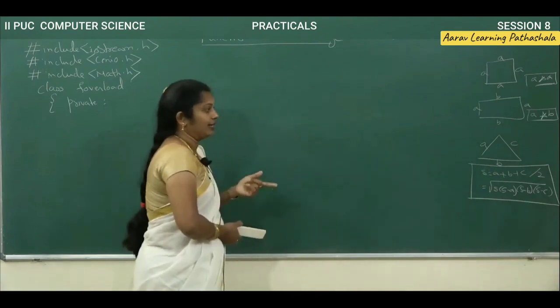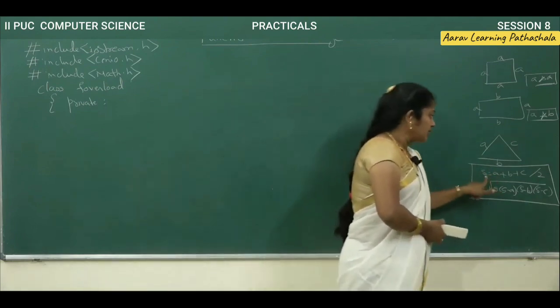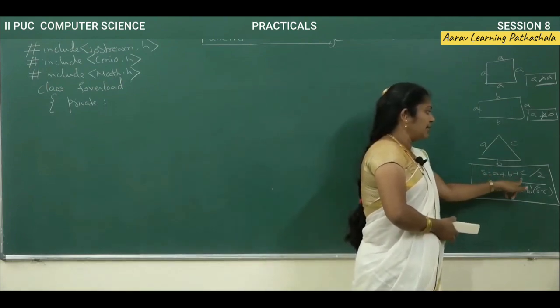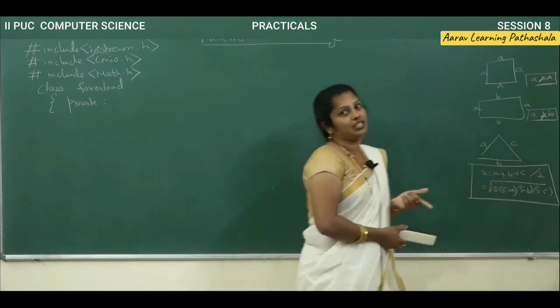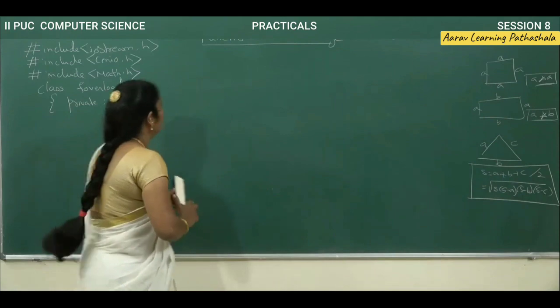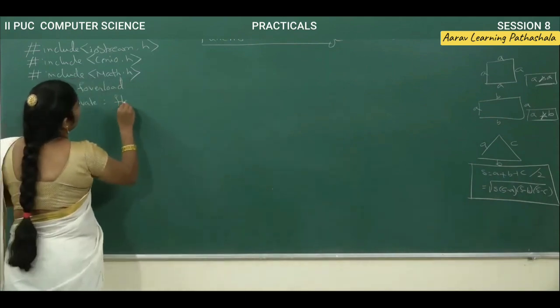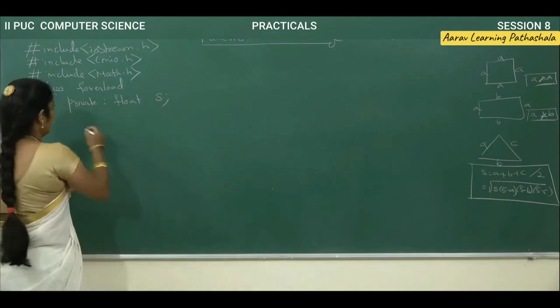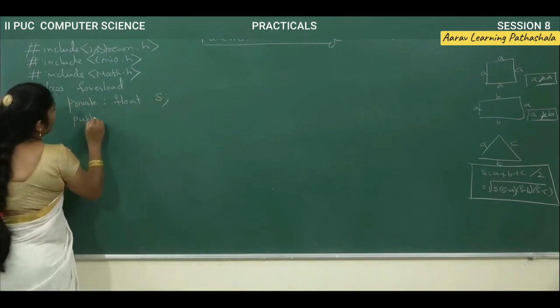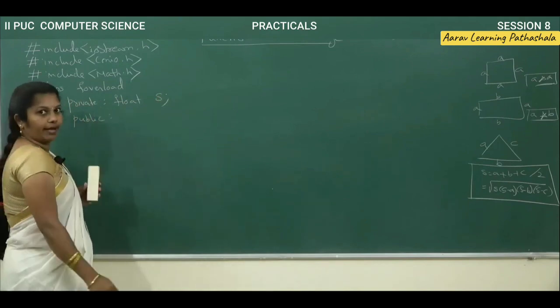I am going to declare S as float because S value equals A plus B plus C whole thing divided by 2. Dividing by 2, we may get a fractional part. That's why we want to write float format. Float S is the variable we are declaring. Then in the public section, we are declaring the functions one by one.